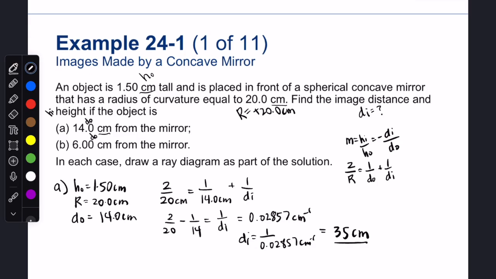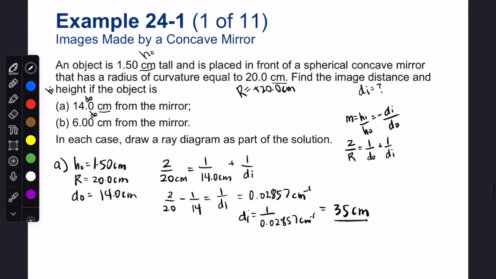What about the height of the object? We can use the magnification equation to figure that out. Well, we don't know the magnification, but we do know the two distances, don't we? So HI over the height of the object, 1.5 centimeters, is going to equal negative image distance, 35, over object distance, 14. We can solve for HI.